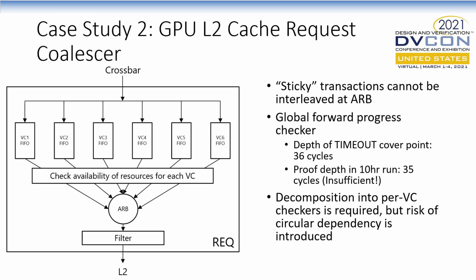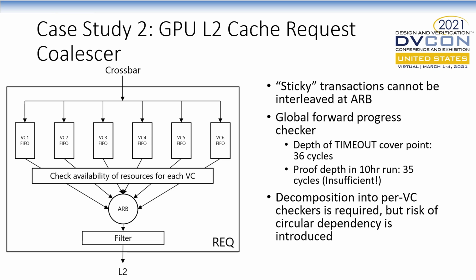Here is a second case study where we applied the method for detection of circular dependencies to a GPU L2 cache request coalescer block. In this design, there are 6 virtual channels that are processed in parallel. Virtual channels may receive sticky transactions from the crossbar, which cannot be interleaved with any other virtual channel traffic at the arbiter. For these sticky transactions, the entire burst must be serviced before the arbiter moves to the next selected virtual channel.